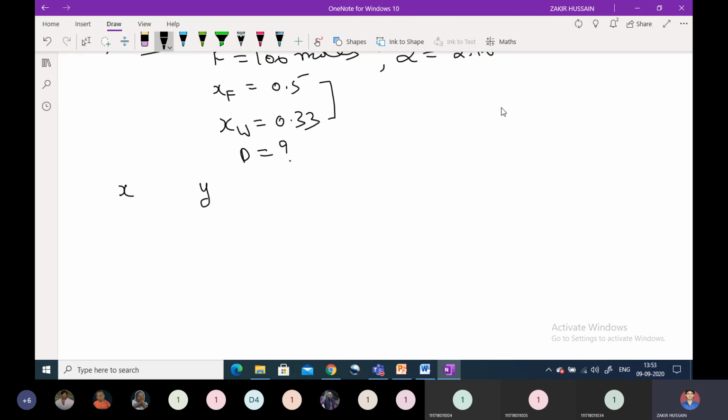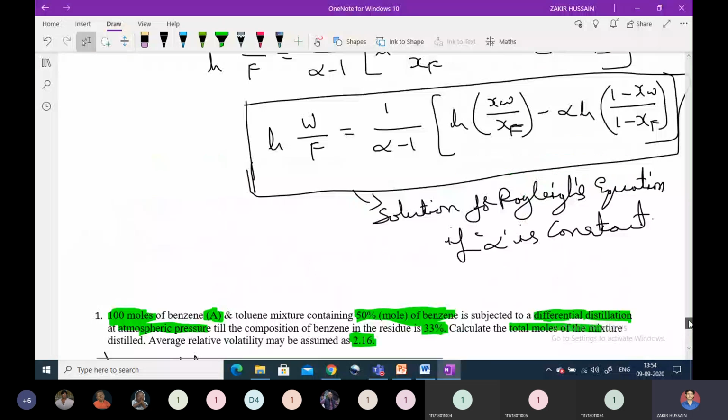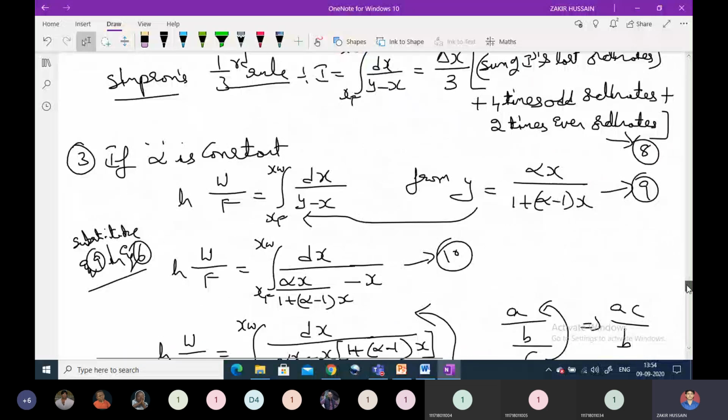Then next one, according to Raleigh's equation, since this is a differential distillation, the Raleigh's equation is ln W by F is equal to integral xf to xw dx by y star minus x, or y minus x. So x and y we need to evaluate this integral, and W and F we need. We don't know what W is here. Without W we can calculate, since the mass balance. Okay, I forgot to conduct a mass balance. I just gave the differential approach there. So this is a solution of Raleigh's equation.